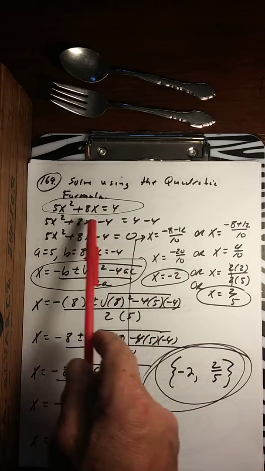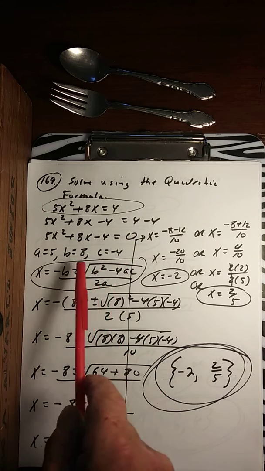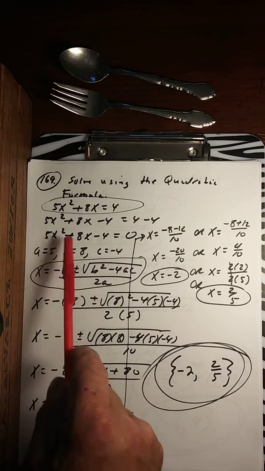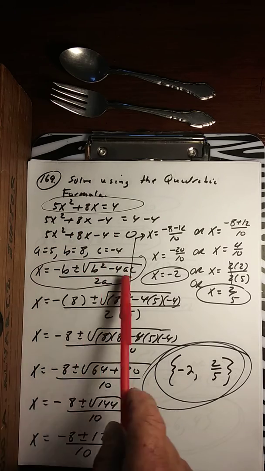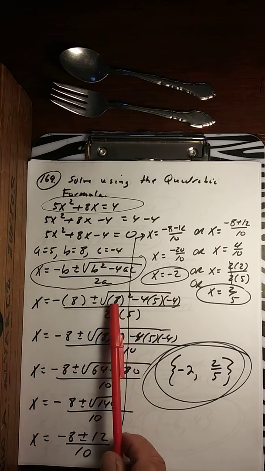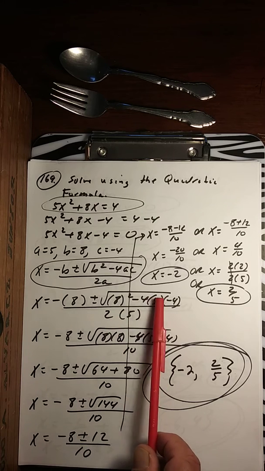Solve using the quadratic formula. So rewrite it first: 5x squared plus 8x minus 4 equals 0. The formula is right there. A, B, and C, those are the coefficients right there. So put them in the formula. Negative of 8, 8 squared, and that. So this is going to be 8 times 8, that times that times that.